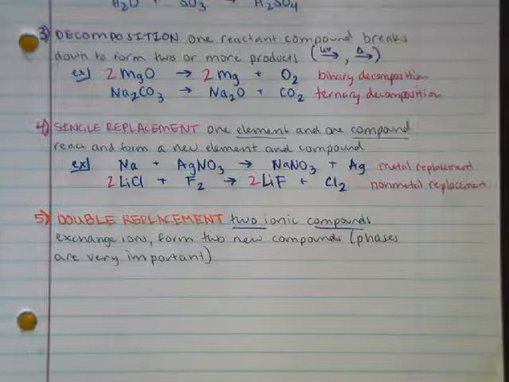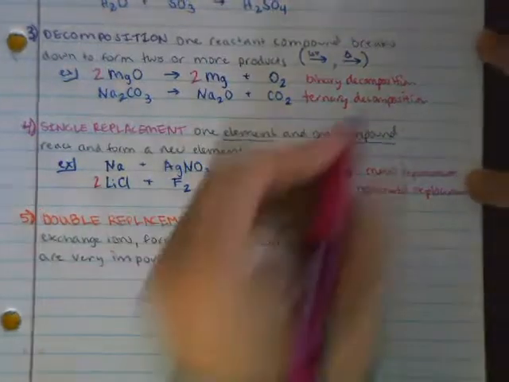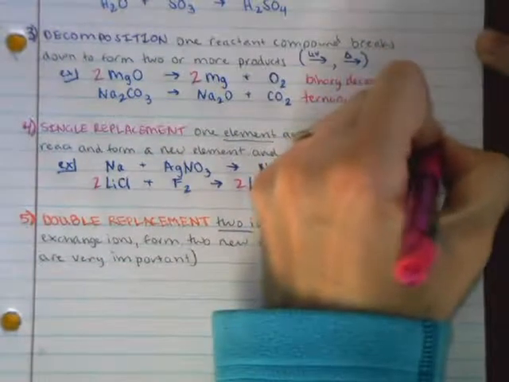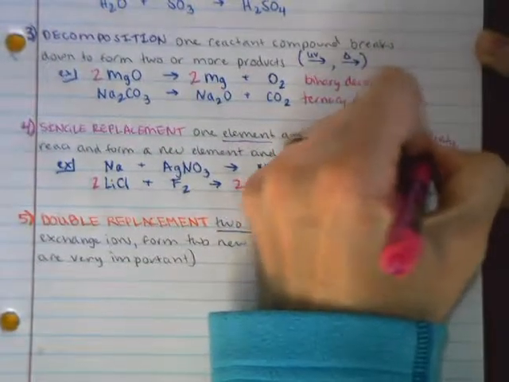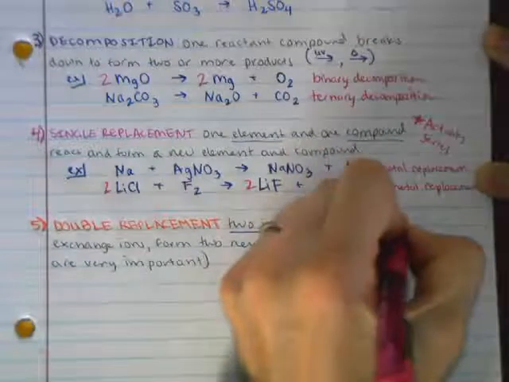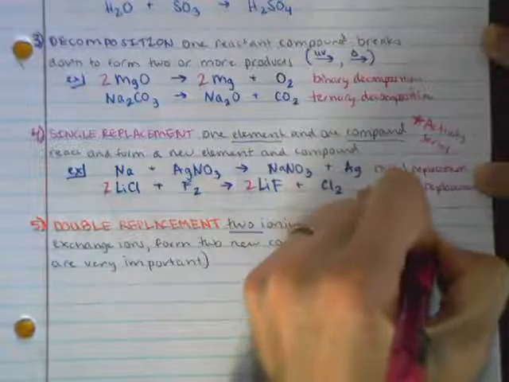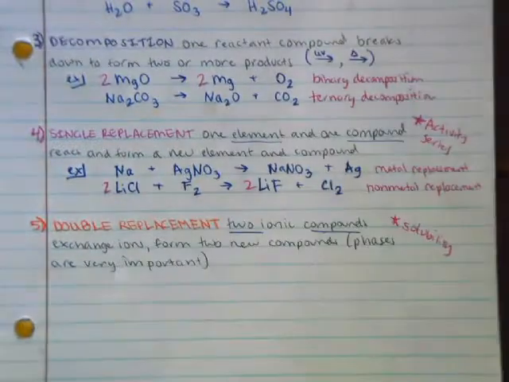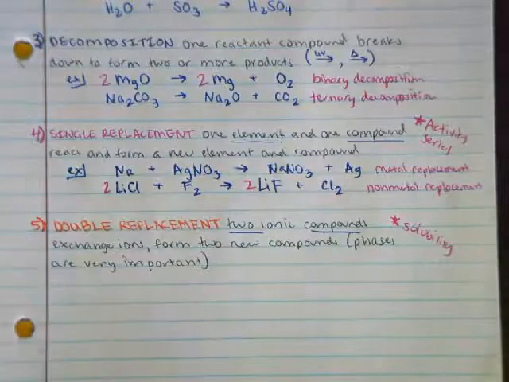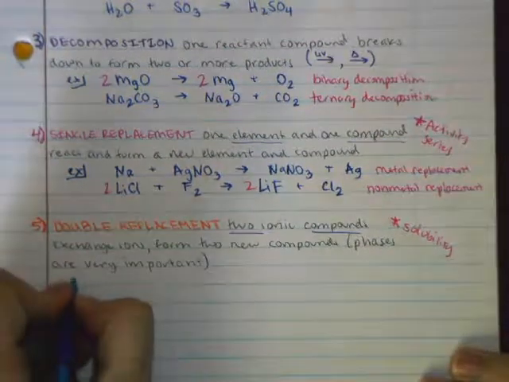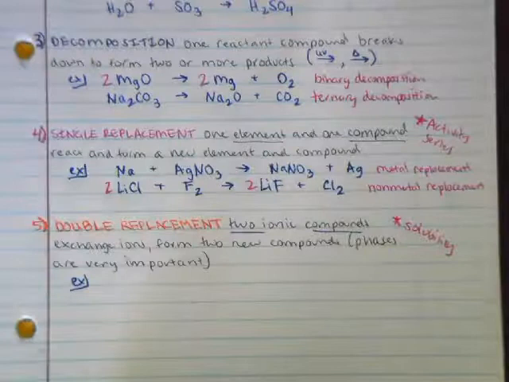Single replacement has a thing like that too. We'll talk about this later, but single replacement depends on the activity series. Double replacement is dependent on what we call solubility. Okay, so just a heads up there. Here are a couple examples of double replacement.